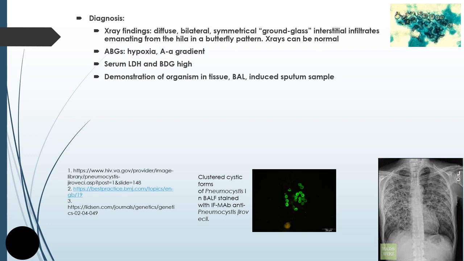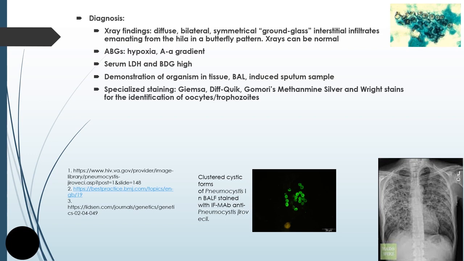The confirmatory tests include demonstration of organisms in tissue, bronchoalveolar lavage, and induced sputum sample. Specialized stainings are required to see this organism, and these include Giemsa, Diff-Quik, Gomori's methenamine silver stain, which is here, the GMS stain, in which the cysts of PCP are visible like this. And other stains can be used for identification of cysts and trophozoites.